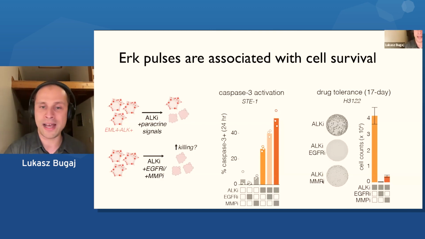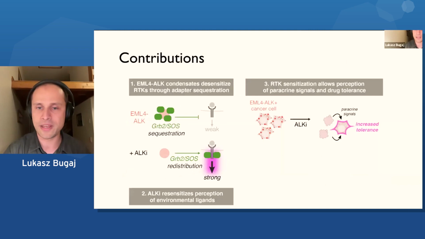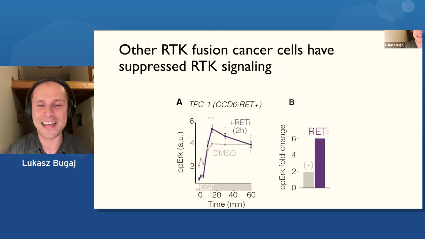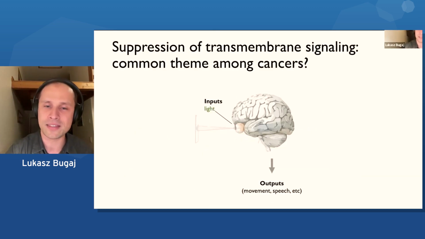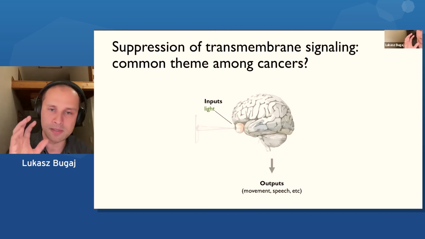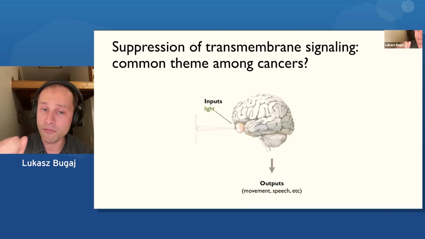Okay, so this is a rehashing of the mechanism. I hear that I'm out of time. The last thing I'll say is that I think that we found this with a very particular oncogene that we studied very closely. But all of these mechanisms, from the sequestration to the paracrine signaling from cell death, are very general.